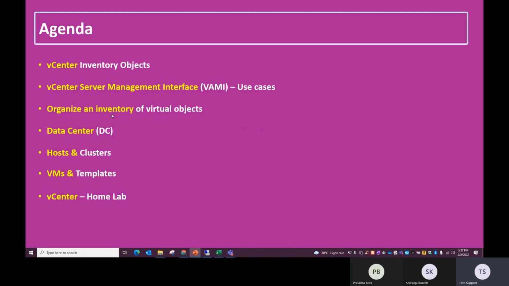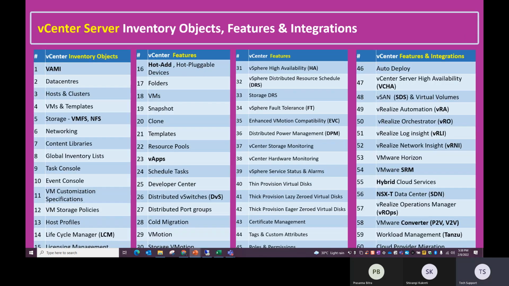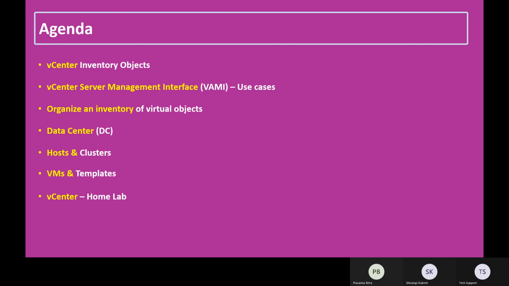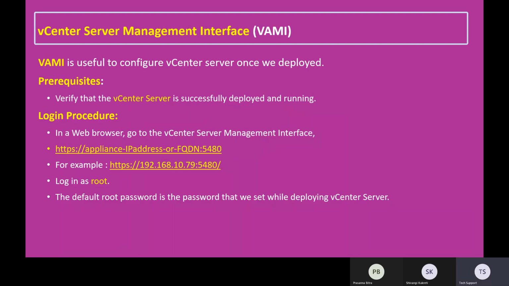So let's quickly start with the vCenter inventory objects. In our vCenter inventory objects, yesterday I gave a quick overview of all 60 objects. Let's start with the first one, the VAMI interface. VAMI is nothing but the vCenter server management interface. Mainly, VAMI is useful to configure the vCenter server once we have deployed it.